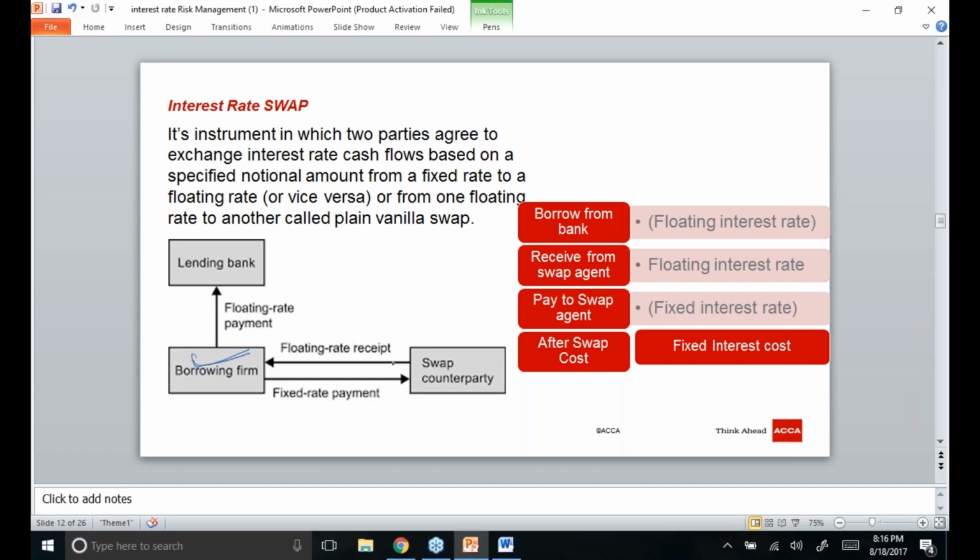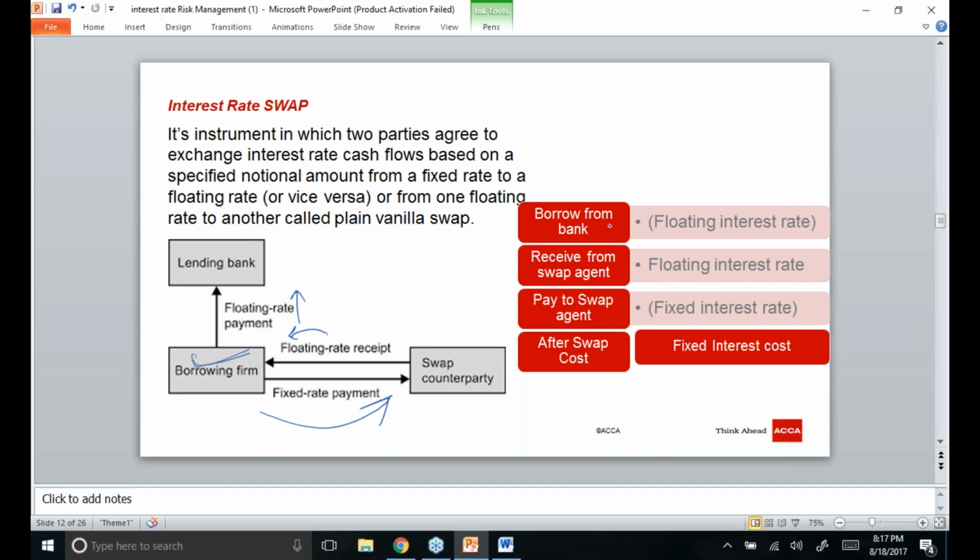The swap counterparty will pay you the floating rate, and you will take that floating rate and pay it to your bank. So floating rate receipt will cancel out with the floating rate payment. And in exchange for that floating rate receipt, you will pay a fixed rate payment to the swap counterparty. So what are the steps?